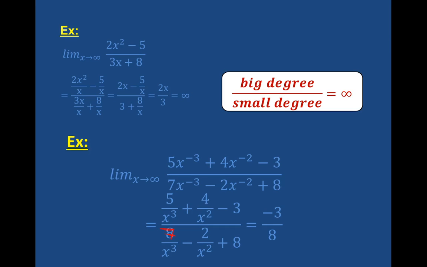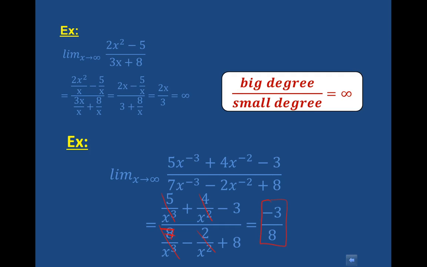Any number over x, when x tends to infinity, this fraction will be equal to 0. So 5 over x^3 equals 0, 4 over x^2 equals 0, 7 over x^3 equals 0, 2 over x^2 equals 0. And the remainder will be negative 3 over 8, and this is the value of the limit.